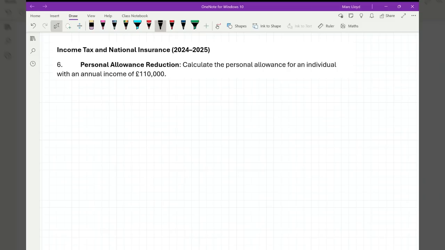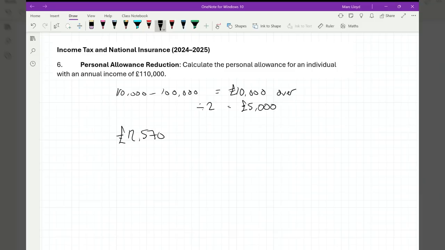Okay, so for question number 6, we've got £100,000, which is going to be subtracted from the £110,000, which gives us £10,000 over. Now, we then divide that by 2, which means that a £5,000 reduction will occur to the personal allowance. Now, the personal allowance is 12,570. So that's the amount of money you can earn before you're taxed, unless you earn over this threshold. So we're going to subtract that 5,000 away from it, and that's going to give us a personal allowance of 7,570. So that first amount of money is tax-free, and then everything over that will be taxed.